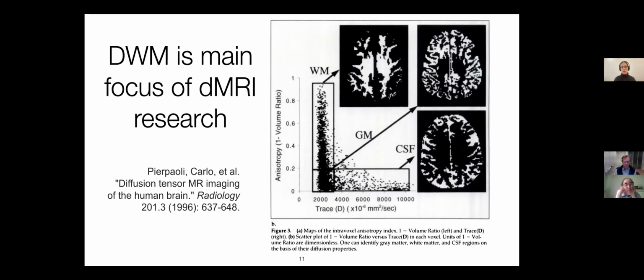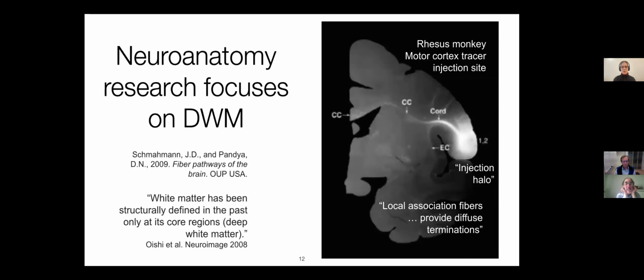So at the very beginning of diffusion MRI, we looked at white matter and gray matter and CSF, and they looked at the trace, which now is proportional to the mean diffusivity, and they also looked at an anisotropy measure that you see on the y-axis, and you see the trace on the x-axis. And there's this really nice classic division of anisotropy greater than 0.2 is the white matter. But this is mostly focused on the deep white matter that you could really actually see with an anisotropy above 0.2. And neuroanatomical research has also primarily focused on the deep white matter.